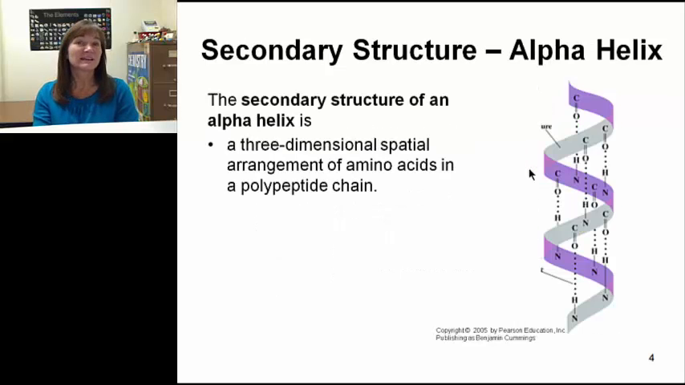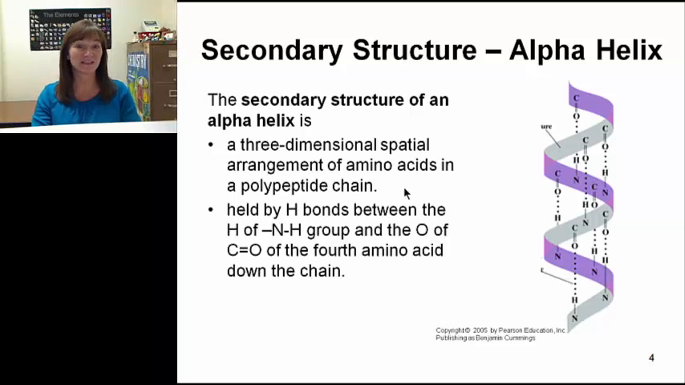There are two secondary structures I want you to know. So I want you to know the alpha helix and the beta sheet. So a little bit about the alpha helix. The secondary structure of the alpha helix is a three-dimensional spatial arrangement of the amino acids in the peptide chain. So it's kind of the first way that the amino acids, once they're bonded together in that primary sequence, make different shapes with that big long chain. So one of the shapes they make is this alpha helix.